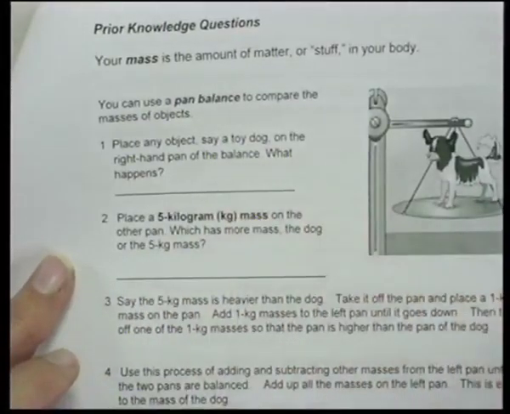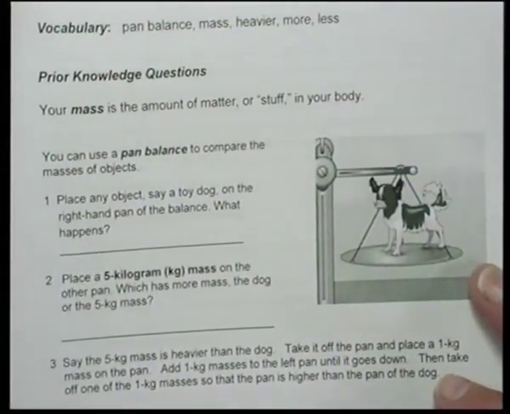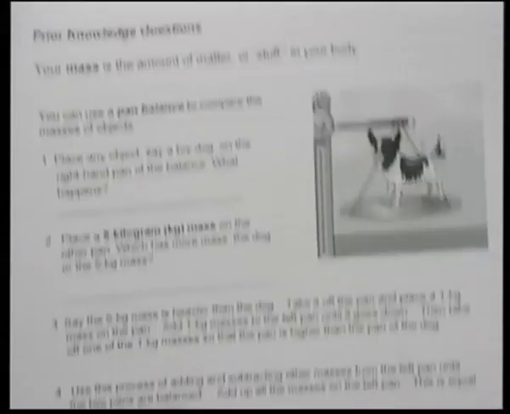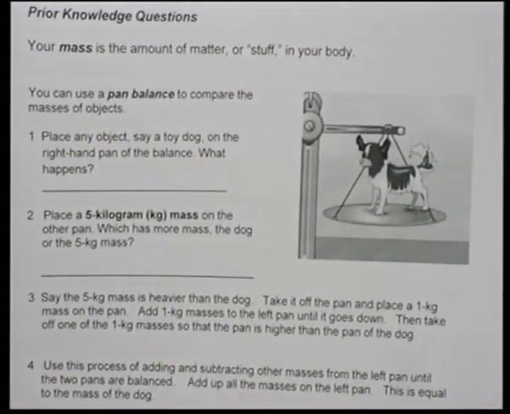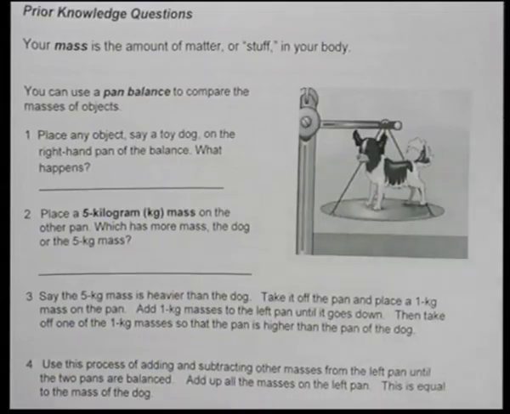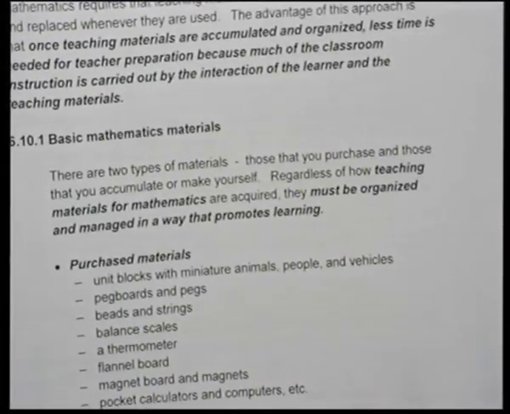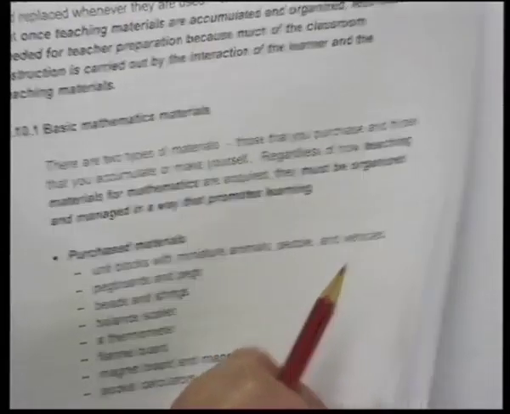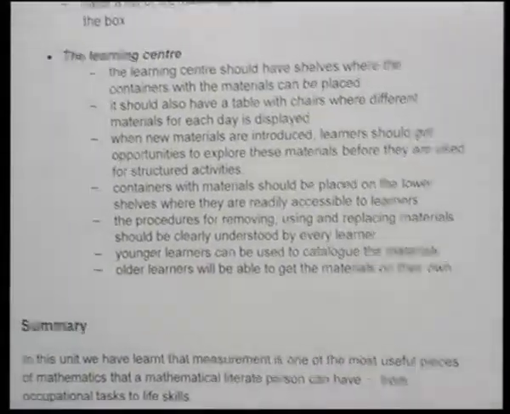So here we see a dog on the balance, how we can measure the mass of people and all those different things. Very interesting for the learners to know what their mass is because they don't know. They will say they have a mass of 200 kilograms, not knowing that then they are very, very fat or something.